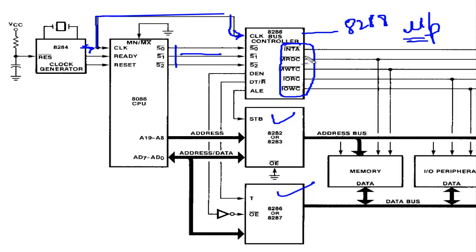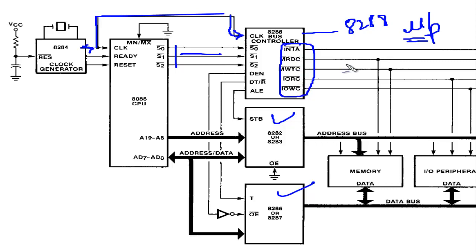What we have here is memory read control and memory write control. We can have input output read control and input output write control. Then we can have the interrupt acknowledgement output. All of these will be discussed in the next video.